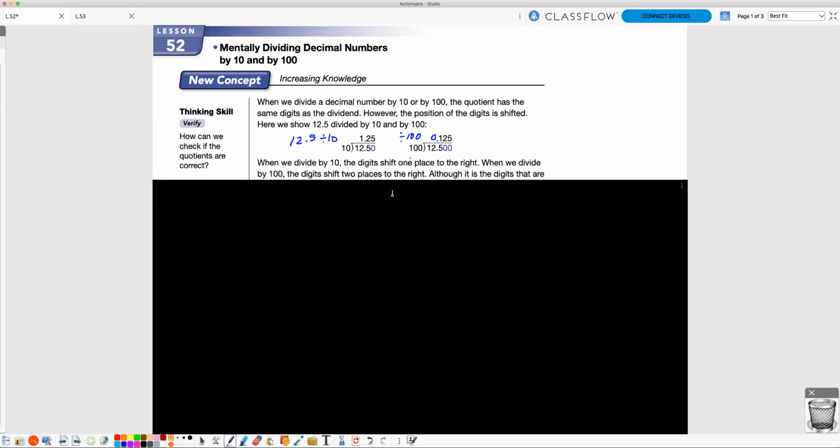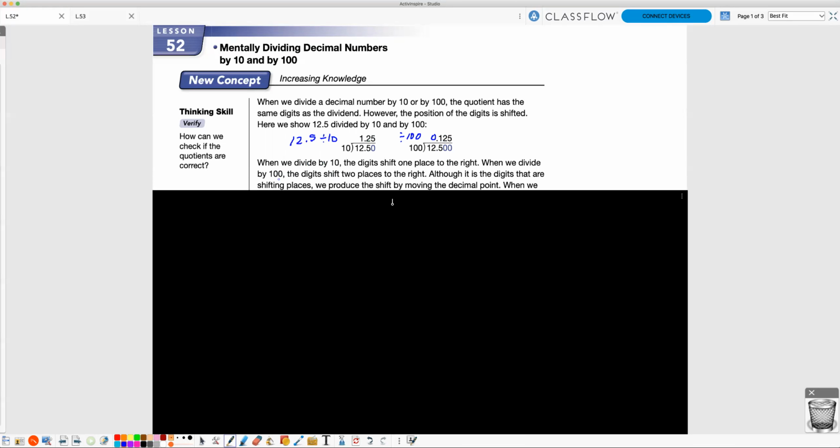When we divide by 10, the digits shift one place to the right. Notice how the digits are the same, the 1, the 2, and the 5. So the digits stay the same. When we divide by 100, the digits shift two places to the right. Although it is the digits that are shifting places, we produce the shift by moving the decimal point.